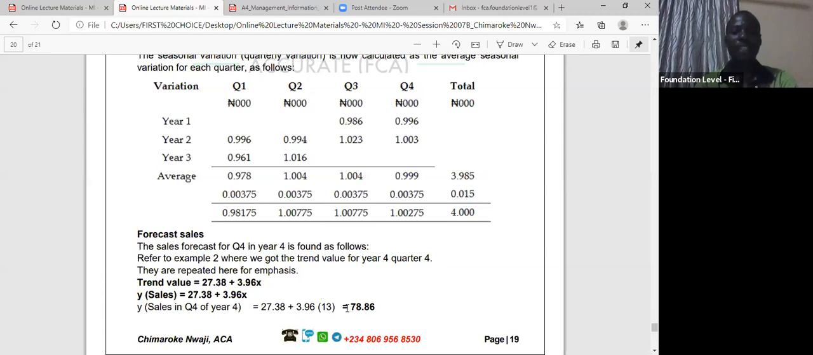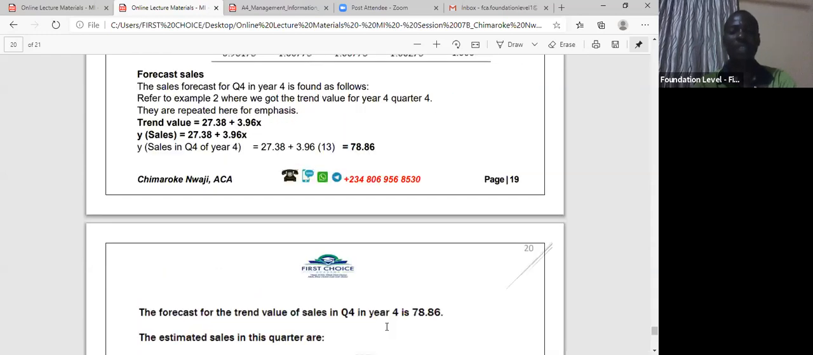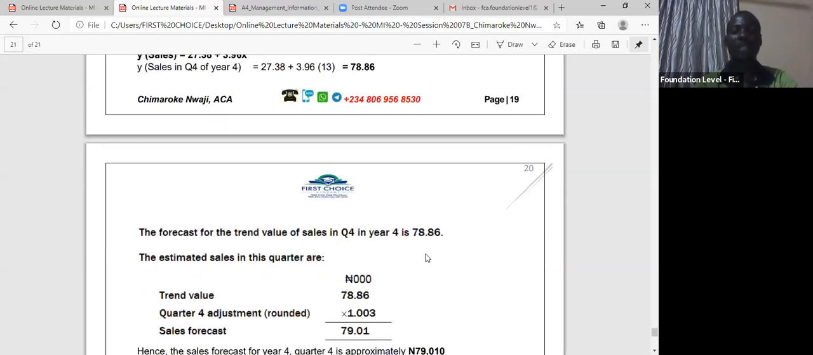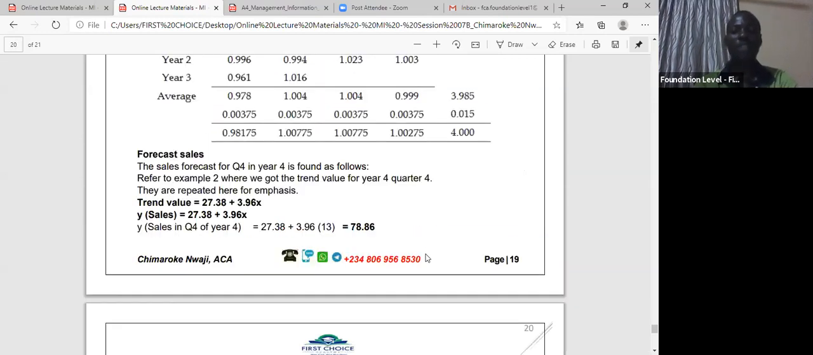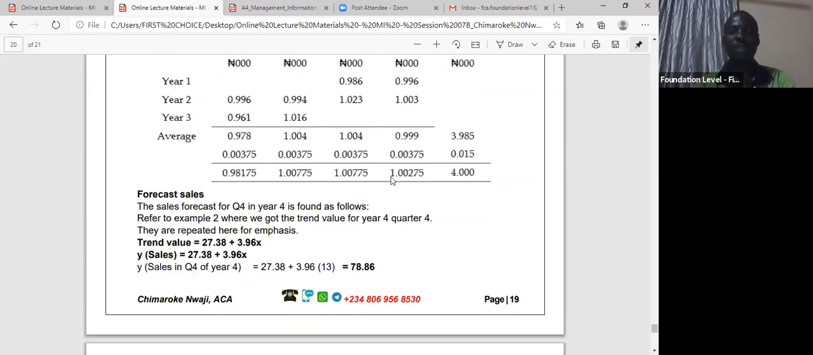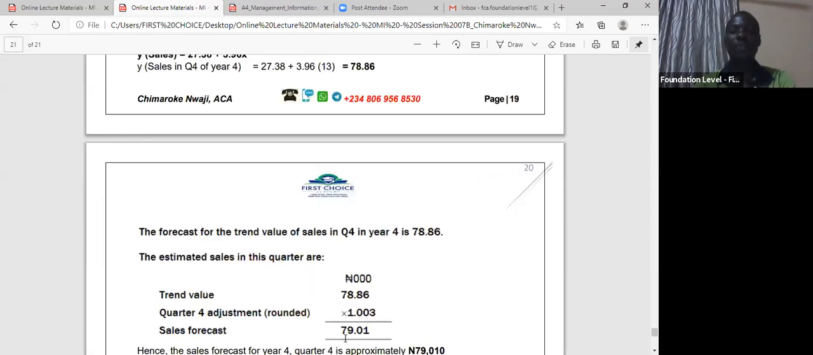Remember, your trend was 78.86. Fine. That's your trend, 78.86. Now look at your quarter adjustment, quarter 4 adjustment is 1.0027, approximated to 1.003. So we look at it here, times 1.003 rounded. When you multiply, you are getting 79.01.